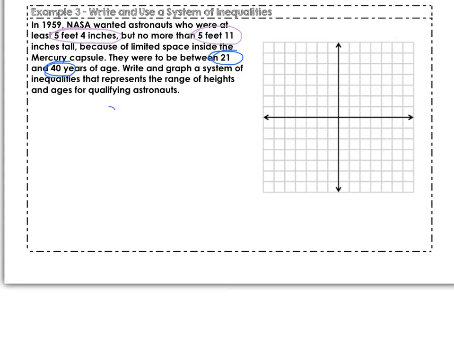Easiest one for us to do is going to be our age, okay? Notice that our age is going to be between 21 and 40. So I know age is greater than 21, but it's also going to be less than 40 here, okay? Next piece of information was our height. Our height is also restricted. Notice that it said at least. Now, at least means that I can actually equal the height of 5'4".